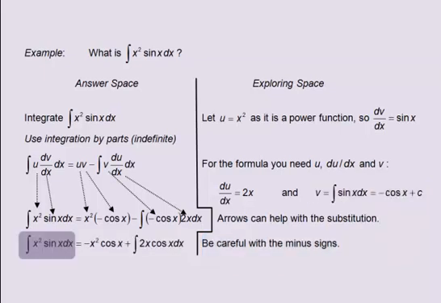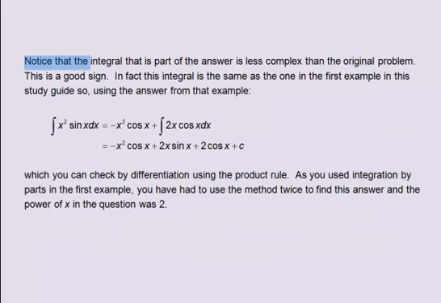The integral of x squared sine x dx equals minus x squared cos x plus the integral of 2x multiplied by cos x dx. Notice that the integral that is part of the answer is less complex than the original problem. This is a good sign. In fact, this integral is the same as the one in the first example in this study guide.